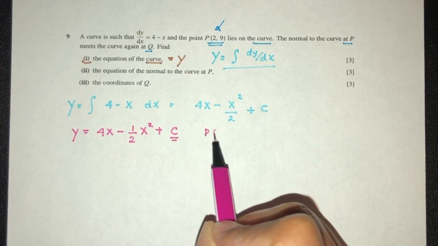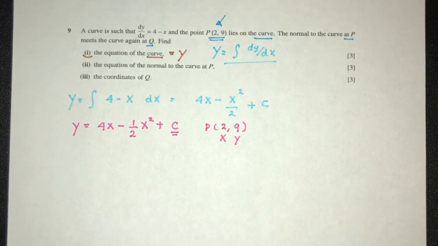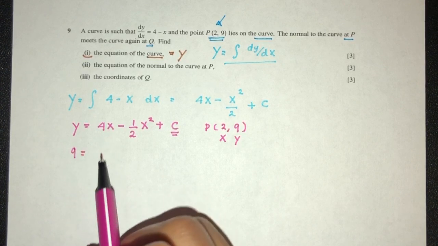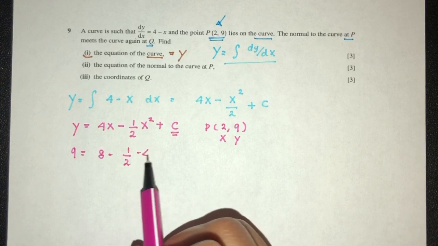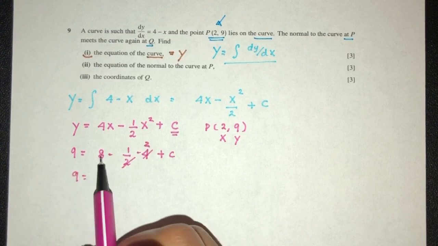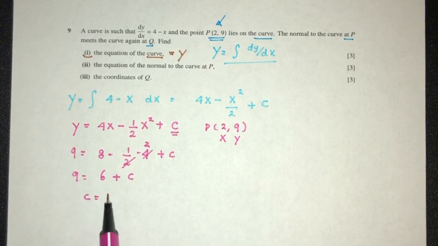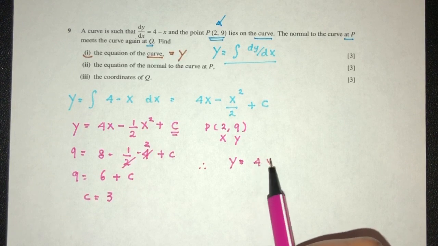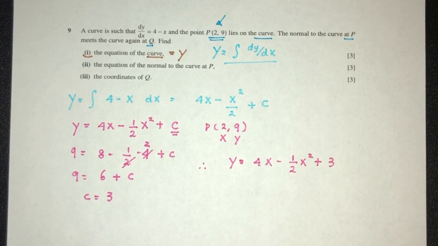Now we have a passing point P, which is (2, 9). That will be x and y. Replace this back in the equation to find the value of c. So 9 equals 4 times 2, which is 8, minus half times 2 squared, which is times 4, plus c. Simplify. So 9 is equal to 8 minus 2, which is 6, plus c. So c will be 9 minus 6, which is 3. So finally, y, which is the equation of the curve, is equal to 4x minus half x squared plus 3. That is part 1 of the question.